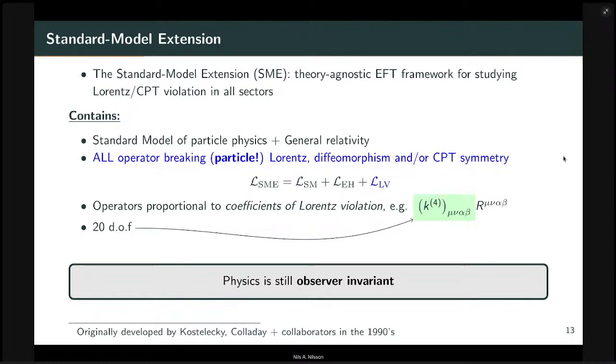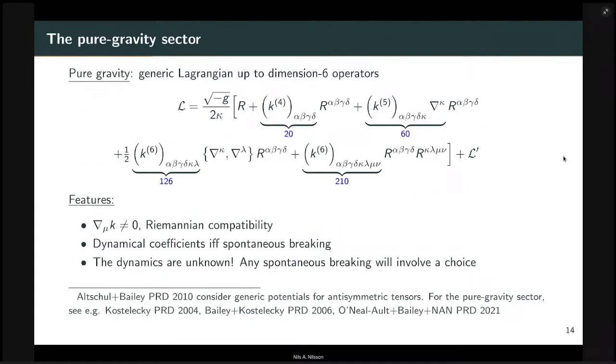So let us write out the pure gravity sector, which is what I care about in this talk. And you can see here that as you move up in mass dimension, this, for example, is mass dimension 5, and here I have 60 independent components to bound or to constrain by experiment. And at mass dimension 6, I have over 200. And here I have not yet chosen this term, which is L prime, and this L prime specifies the model. This is the dynamical terms, kinetic terms, potential terms, interaction terms.